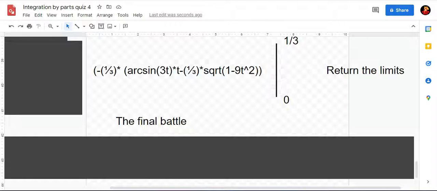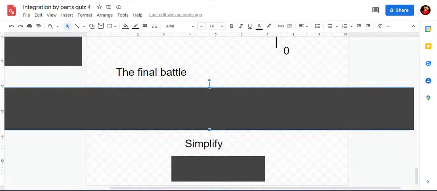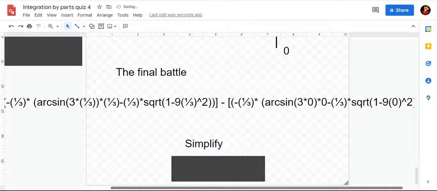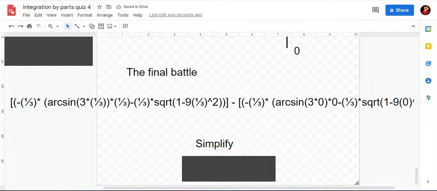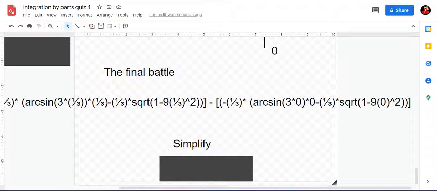That means every t that is here is being replaced with 1/3 and 0, and it's being subtracted from each other, which turns into this. I might need to zoom out a little bit, but if I were to explain the final battle to you in words and numbers, it would be -1/3 times the arcsine of 3 times 1/3 times 1/3 minus 1/3 times the square root of 1 minus 9 times 1/3 squared, minus -1/3 times the arcsine of 3 times 0 minus 1/3 times the square root of 1 minus 9 times 0 squared. Whew!